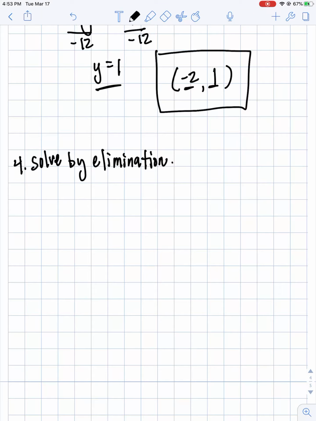Okay? And so now we're going to go on to elimination. Let me give you an elimination problem, and I prefer this method, at least I did when I was learning algebra for the first time. So let me give you this problem. To eliminate means to get rid of.